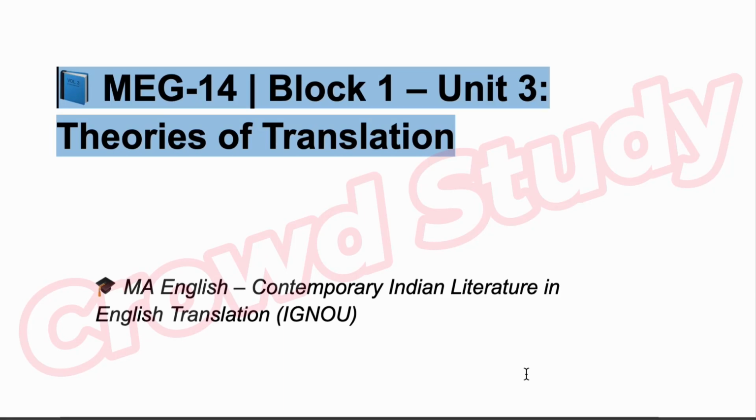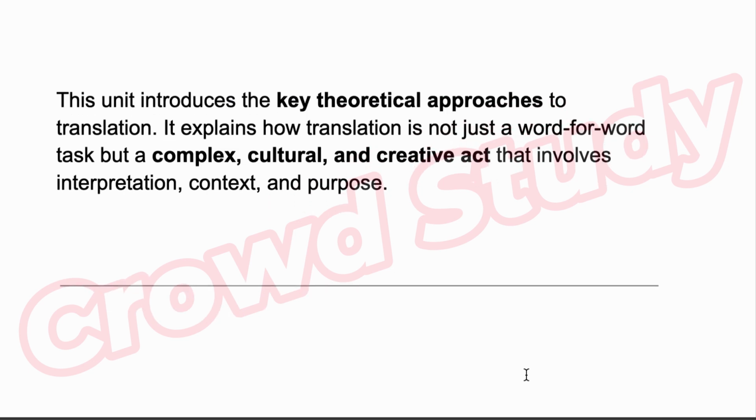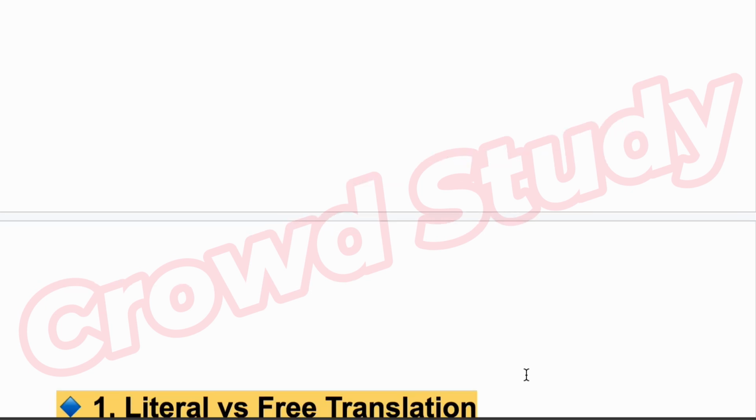Hey, hello students. So in this video we are going to cover MEG-14 Block 1 Unit 3 Theories of Translation. This unit introduces the key theoretical approaches to translation. It explains how translation is not just a word-for-word task but a complex cultural and creative act that involves interpretation, context, and purpose.